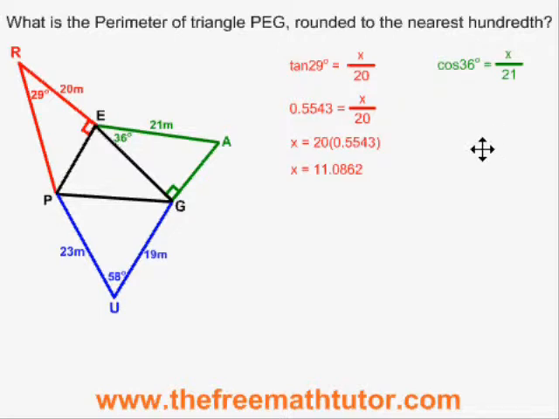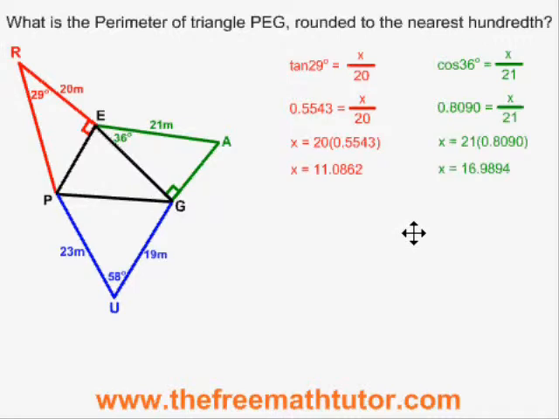Cos of 36 degrees is equal to the adjacent x over hypotenuse 21. Simplifying, the algebra will look like this. And I find that side EG is equal to 16.9894, again if rounded to 4 decimal places.